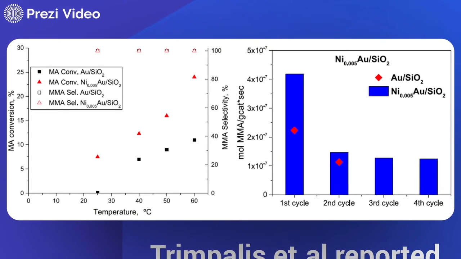Trimpalis reported a kind of nickel-gold single atom alloys catalyst. They found that the addition of a small amount of nickel could significantly increase the activity of the catalyst, while pure nickel catalyst had little activity in the reaction.